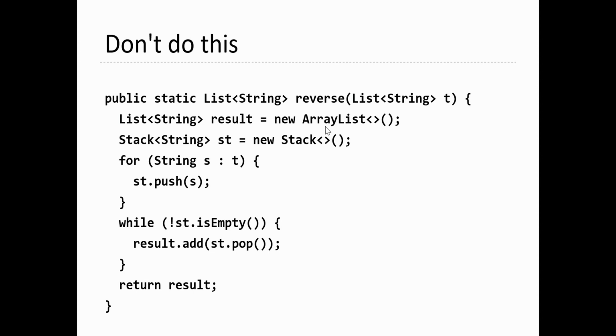So the first thing we do is we make a new list, and I make a stack. Then I'm going to iterate over the list and push each string in the list onto the stack. So what happens is the first element in the list is at the bottom of the stack, and the last element in the list is at the top of the stack. Now, while the stack isn't empty, I just pop the stack. The last element comes out, and I add that to the result. Then the second last element from the original list comes out, and that gets added to the result, and so on and so forth.